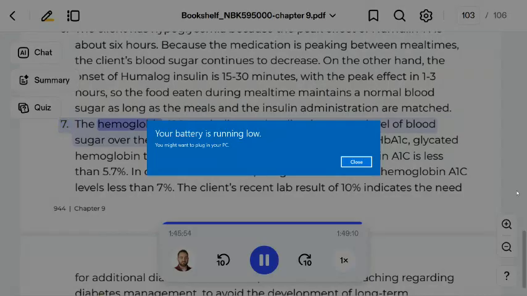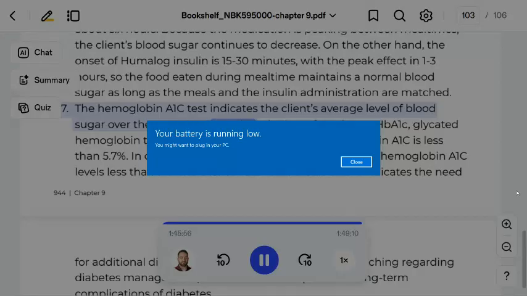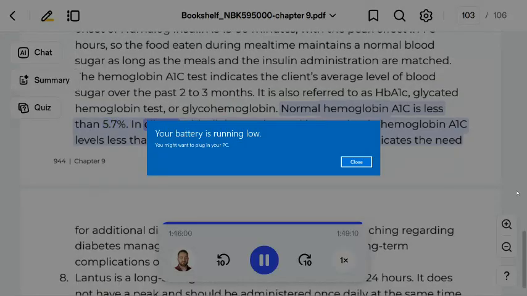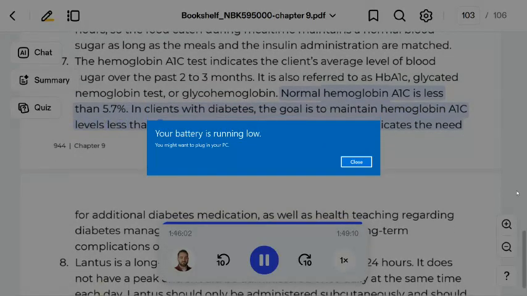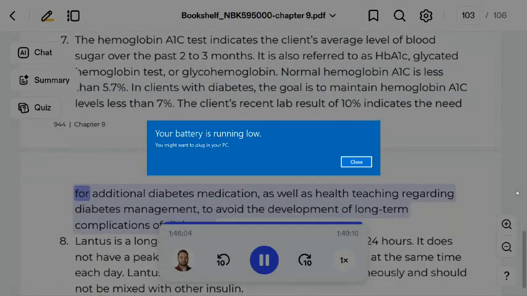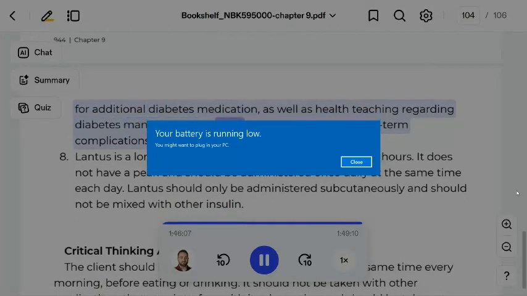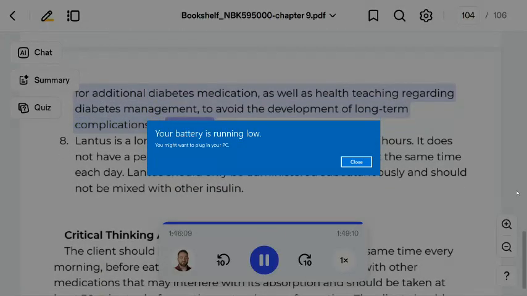7. The hemoglobin A1C test indicates the client's average level of blood sugar over the past 2 to 3 months. It is also referred to as HbA1c, glycated hemoglobin test, or glycohemoglobin. Normal hemoglobin A1c is less than 5.7%. In clients with diabetes, the goal is to maintain hemoglobin A1c levels less than 7%. The client's recent lab result of 10% indicates the need for additional diabetes medication as well as health teaching regarding diabetes management to avoid the development of long-term complications of diabetes.